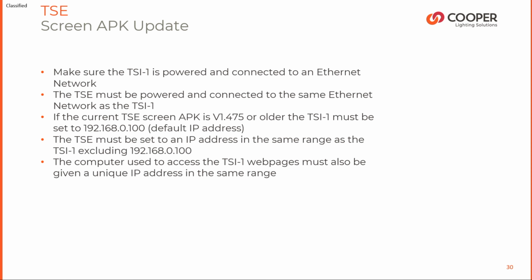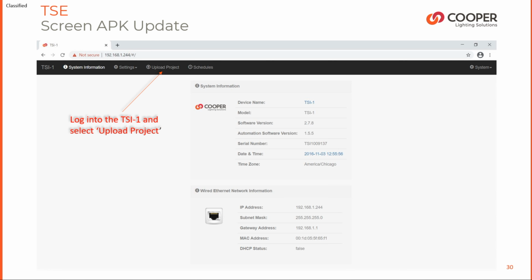The computer used to access the TSI1's web pages must also be given a unique IP address that's within the same range. Then we're going to want to ensure that the TSI1 is accessible from the web browser. Remember, based on the firmware version in your TSE, you may not want to change the IP address of the TSI1 until this update is complete.